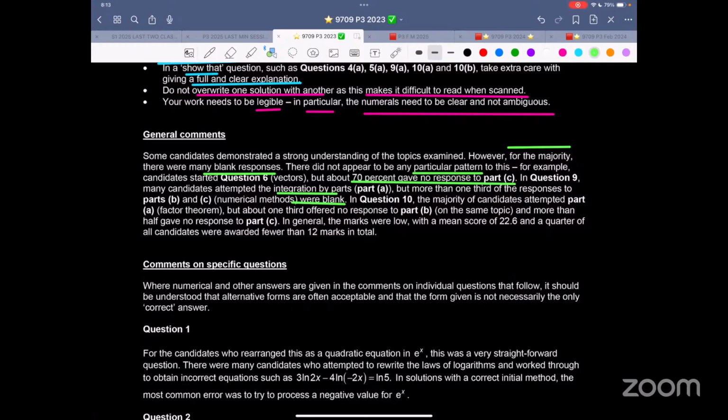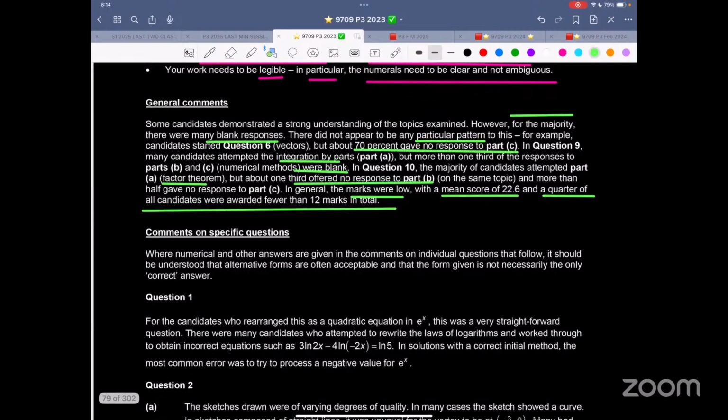I have no idea. In question 10, the majority of candidates attempted factor theorem, but then about 1/3 offered no response to part B, the long division or the plugging in thing. More than half gave no response to part C. In general, marks were low with a mean score of 22.6, and a quarter of all the candidates were awarded fewer than 12 marks in total. Let's hope that we don't fall into this category, because the way that I've explained everything and I'm explaining right now, if you follow the instructions, inshallah, you will be doing wonders.